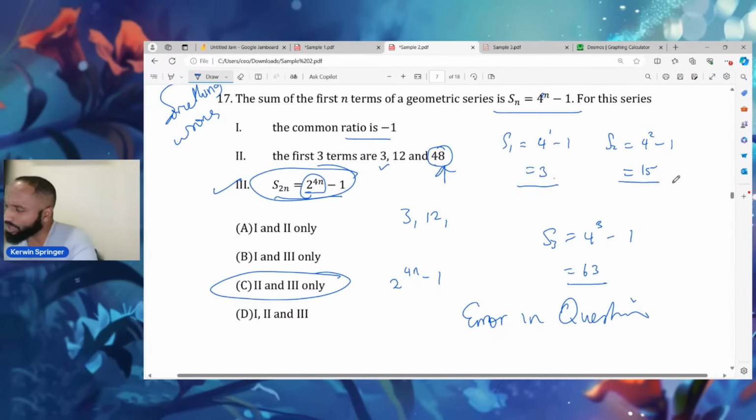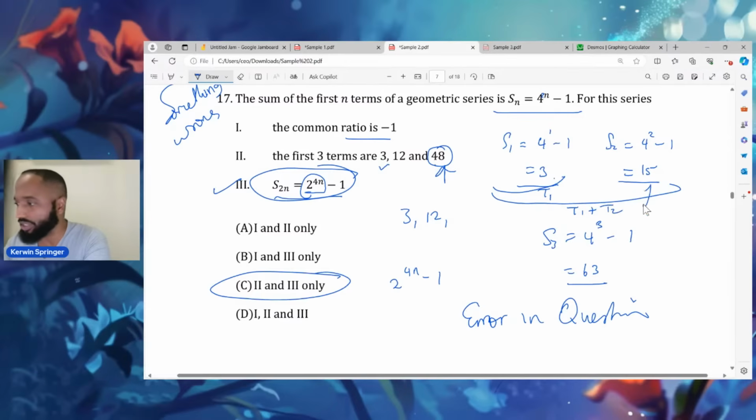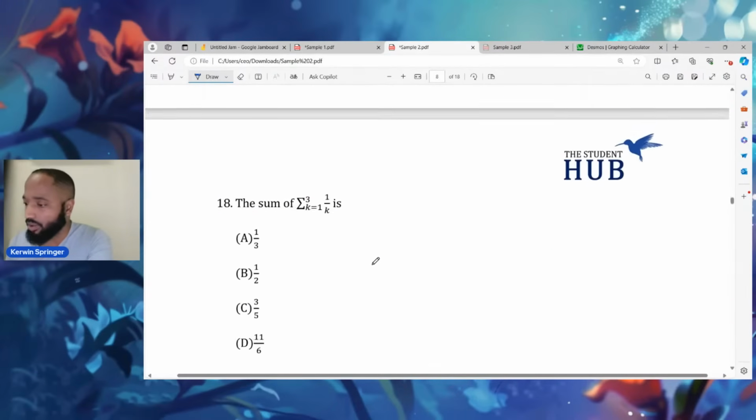Or is it 63 minus 15? This is the sum of the first terms. Oh yes, this is the sum of the first 2 terms. I was thinking it was... this is the sum of the first 2 terms. So subtract. Yeah, so the answer is C. So this is cumulative. This is term 1, and term 2 is included in the 15 here already. Yes, so subtract. Okay, wow.